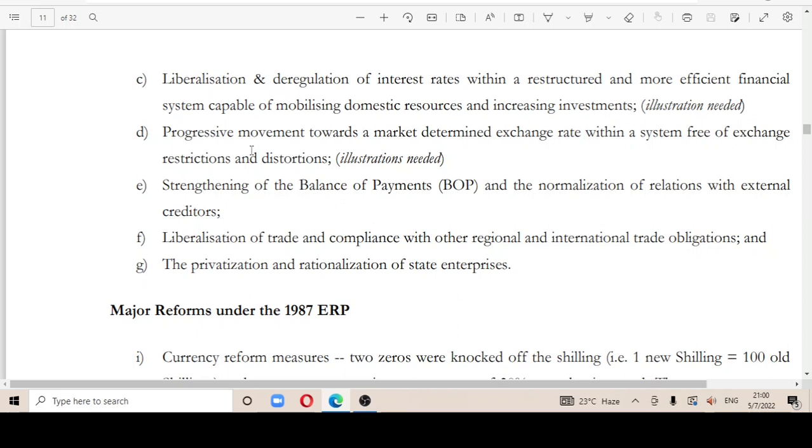And then we have the strengthening of the balance of payments, then liberalization of trade, where Uganda allowed other countries to carry out trade with it. So this cleared their first mistake of being a closed economy by trading with other economies. Then we have privatization and rationalization of the state enterprises. So they got potential people to manage these enterprises.